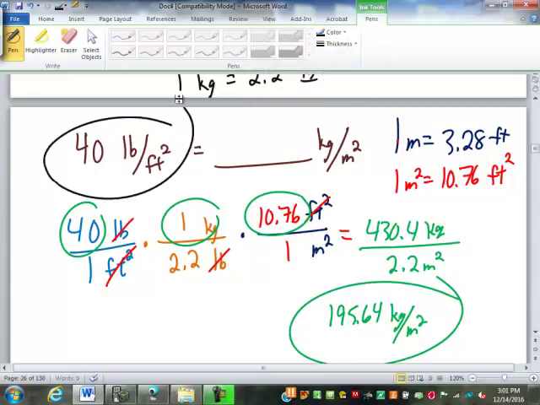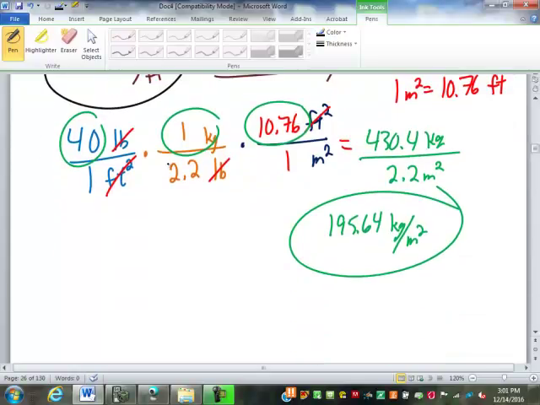40 pounds per square foot, by the way, is your typical roof load. A roof is designed to handle about 40 pounds per square foot of snow, ice, water, whatever else can be loaded on it.